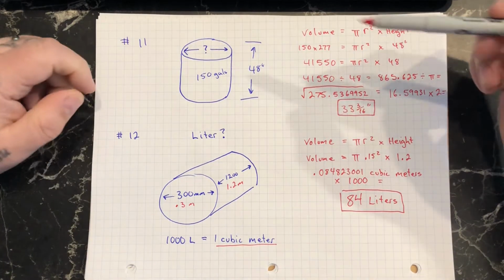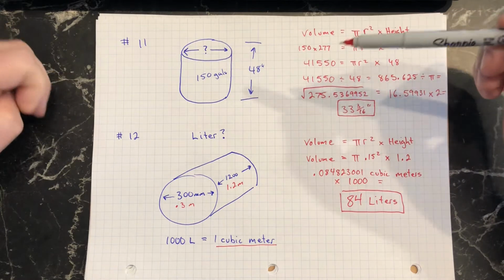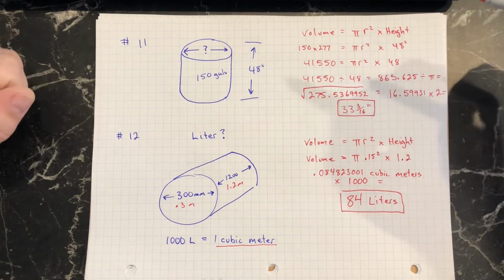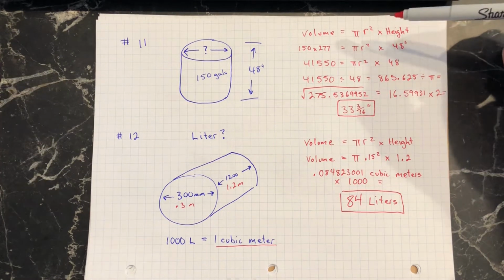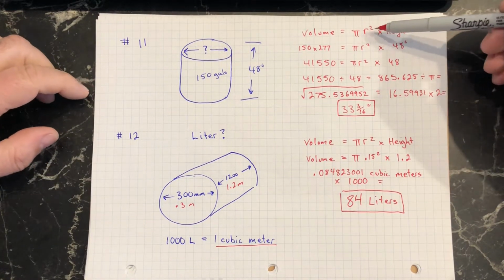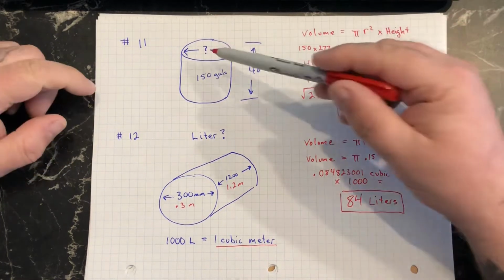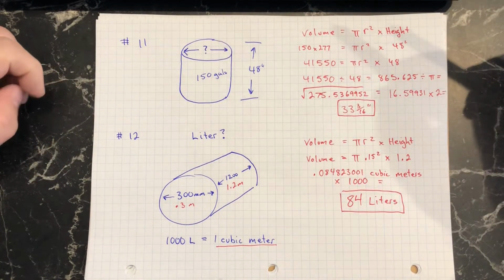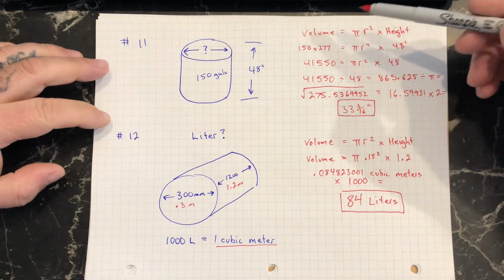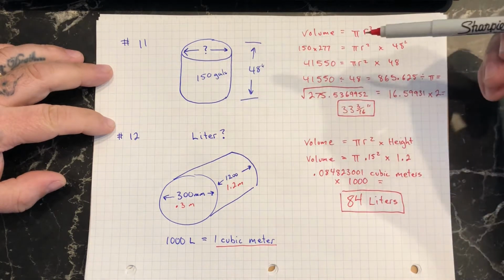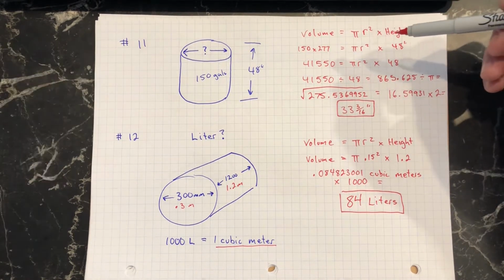So question 11 is looking for the diameter of a 48-inch tall tank that holds 150 gallons. To find the volume of a tank, it's pi r squared times height. So we're missing the pi r squared part, the area of the cylindrical tank. First, we need to change the gallons into a cubic inch measurement.